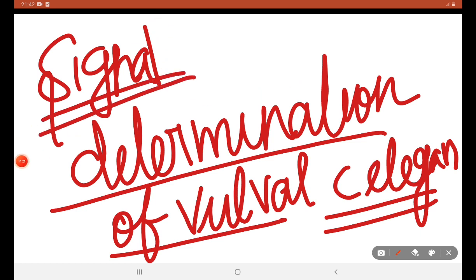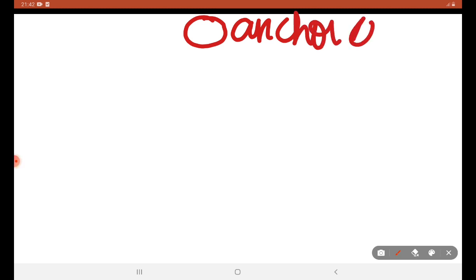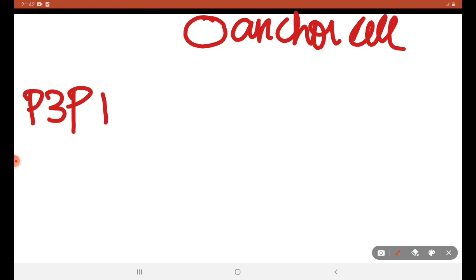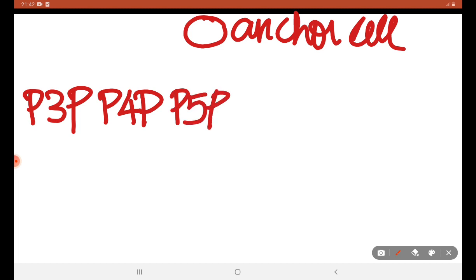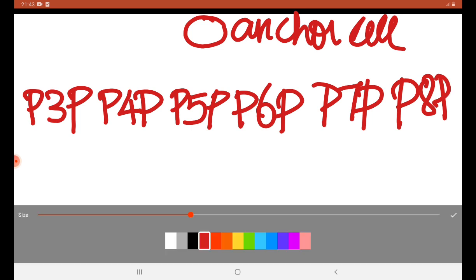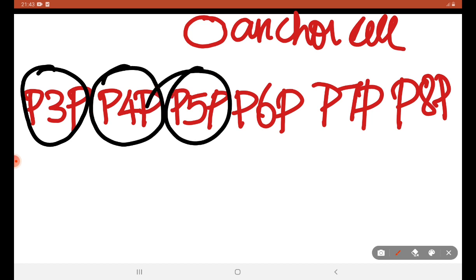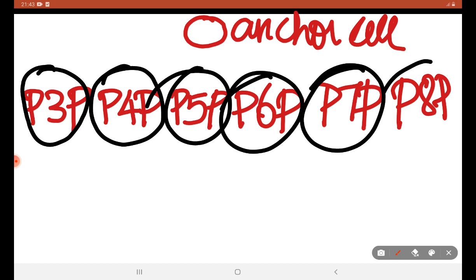First consider this cell as an anchor cell. Now consider P3.p, P4.p, P5.p, P6.p, P7.p, P8.p. P3.p, P4.p, P5.p, P6.p, P7.p, P8.p.